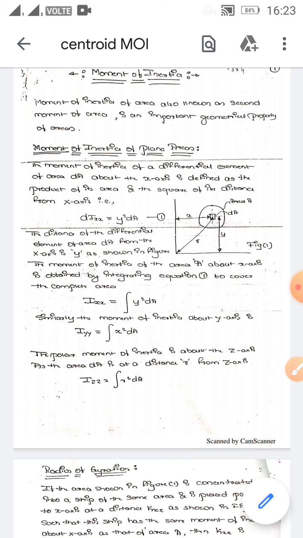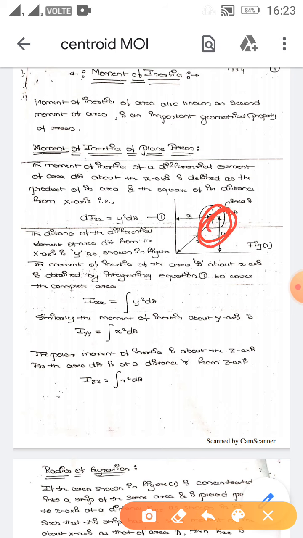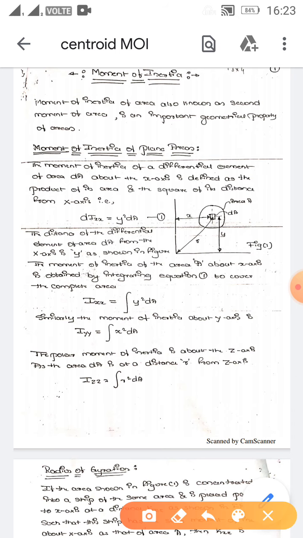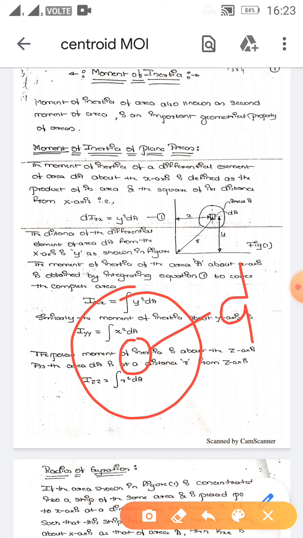We can see over here, I have taken a very small element, a very small area. From that area I take a very small segment. So that means I have taken one area, and in that area I have taken one small element. I mention that one as dA, and the complete area is represented as A. You can see this has been shown over here.